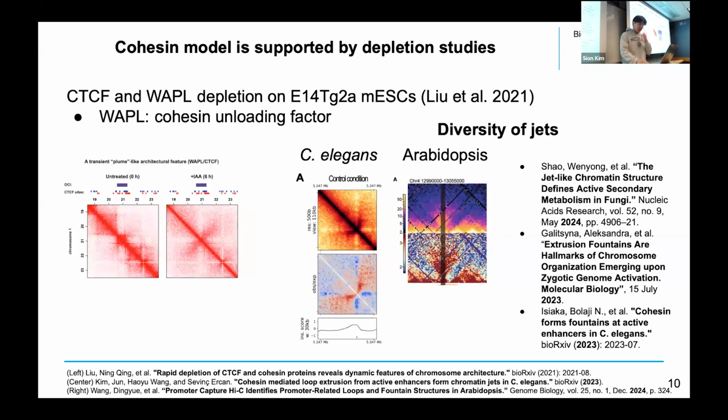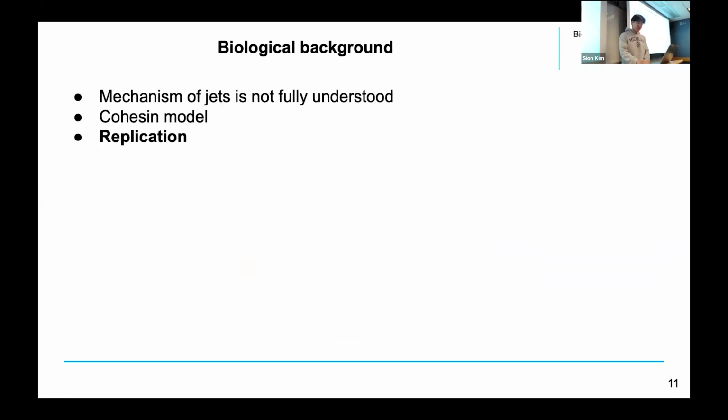I just want to give an appreciation of the diversity of jets. There are a lot of very recent papers that have shown these jets occurring in strange cell lines. But yes, so we see these jet-like patterns.